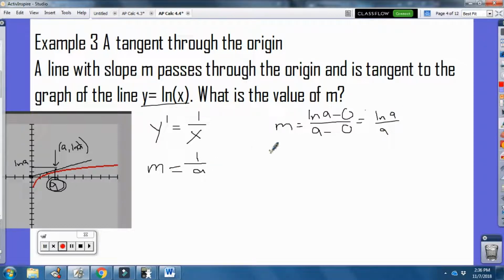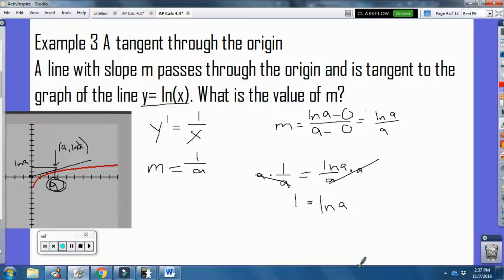So I have two different formulas to find slope. Since the slope has to be equal at both these points, all I have to do is set the slope equal to the same thing, the slope. Well, to simplify this, all I have to do is multiply both sides by a. These a's cancel, these a's cancel. I get 1 equals the natural log of a.